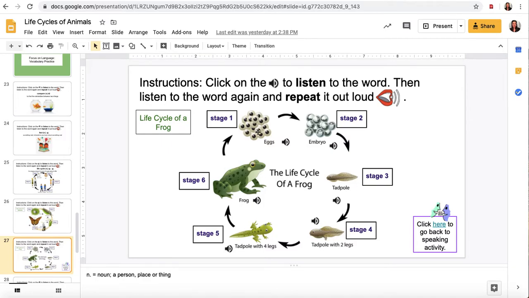We also have the life cycle here of a frog. Remember, all animals go through this life cycle, but they're just showing the butterfly and the frog. So frogs start as eggs, embryos, they become tadpoles. Here you see they have no legs. Then it looks like they become a tadpole with 2 legs, a tadpole with 4 legs, and then finally an adult frog.